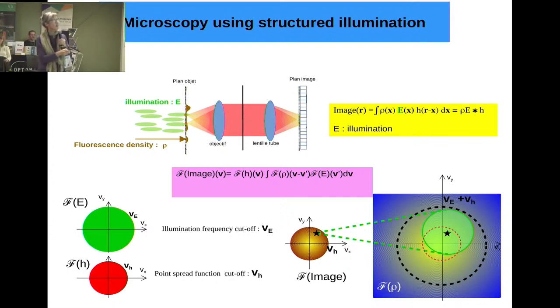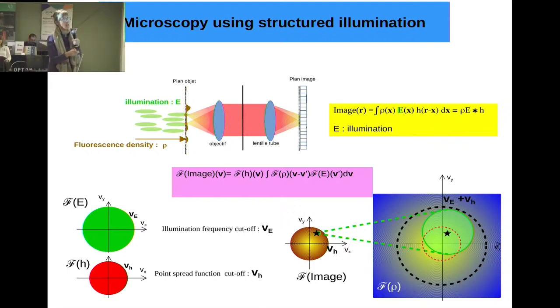So this is the object with its fluorescence density. This is the illumination. And here you see that the illumination illuminates the fluorescence density, and it creates some image here. The image can be written as the convolution by h, always, of the fluorescence density times the illumination, okay? So this is the very important equation that you should remember when you're doing structured illumination microscopy.